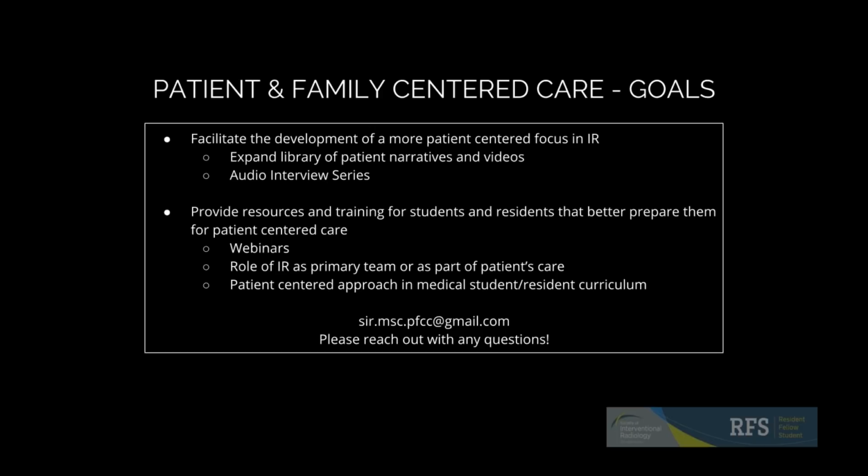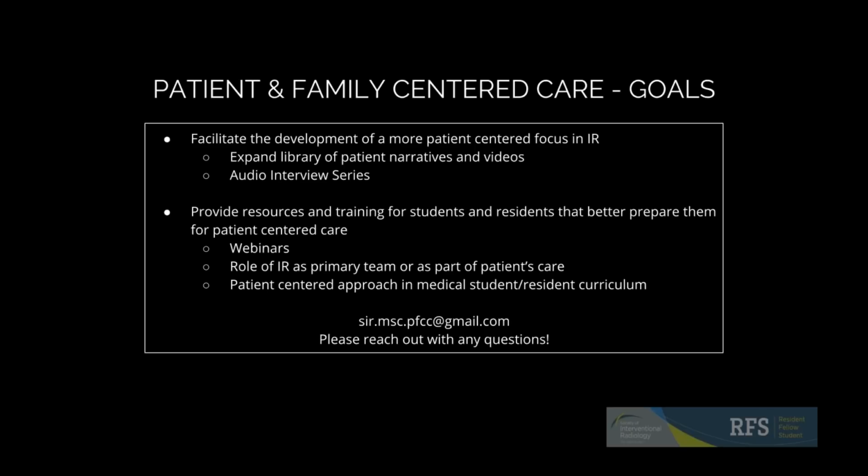So overall, in terms of our goals, we want to facilitate the development of a more patient-centered focus. Some of our core things are those patient-centered narratives and videos. And for the next year, we want to expand upon that with the audio interview series. And then the other tenet of this is to provide resources and training for the students and residents that are going to be providing that care, and make sure that we have providers that are really good at providing this for patients.